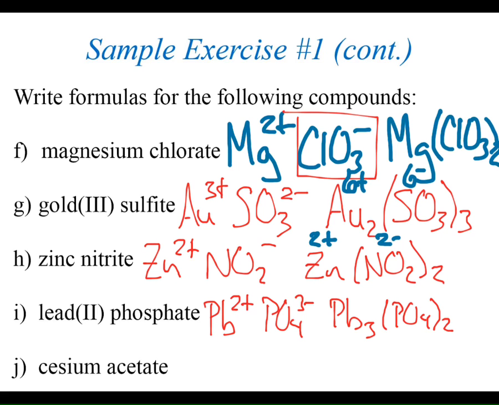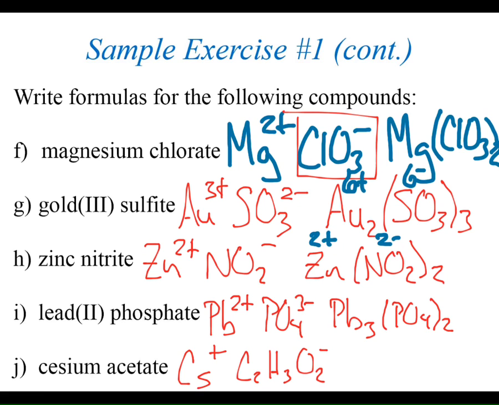Cesium. What the heck is cesium's symbol and charge? Cs. And it's in group 1, so it's 1 plus. What's acetate? That's one of the ones you had to learn. C2H3O2, 1 negative. Okay, so I have 1 positive and 1 negative, so that one should be easy.